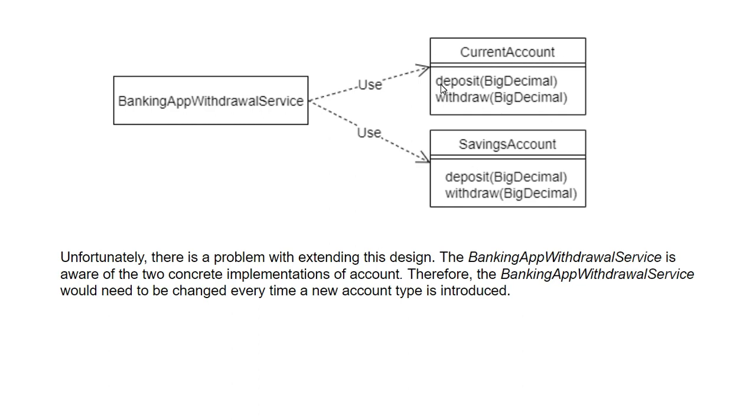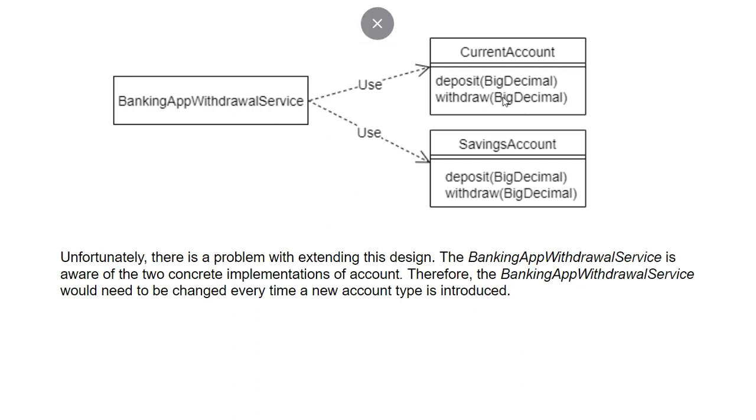The current account has methods called deposit and withdrawal. The saving account also has methods called deposit and withdrawal. Unfortunately, there is a problem with extending the design. The banking app withdrawal service is aware of the two concrete implementations of the account, right? Therefore, the banking app withdrawal service would need to be changed every time a new account type is introduced.